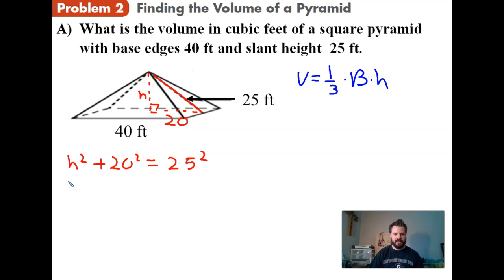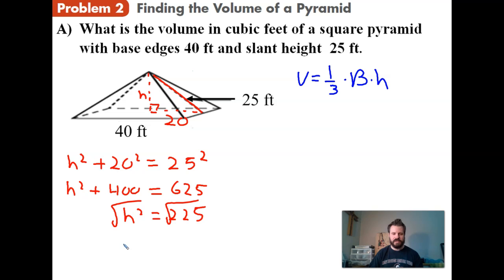And solving this then, we'll show all the steps. h squared plus 400 is equal to, I think I know 25 squared, let me double check, 625. All right, subtract 400 from both sides. We get h squared is equal to 225. And if I square root that on both sides of the equation, I get h is equal to 15. All right, so my actual height then is 15.